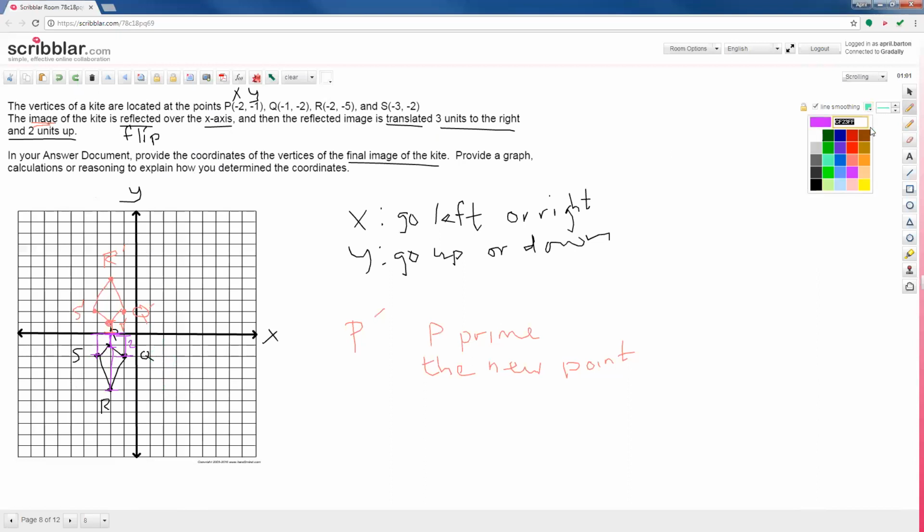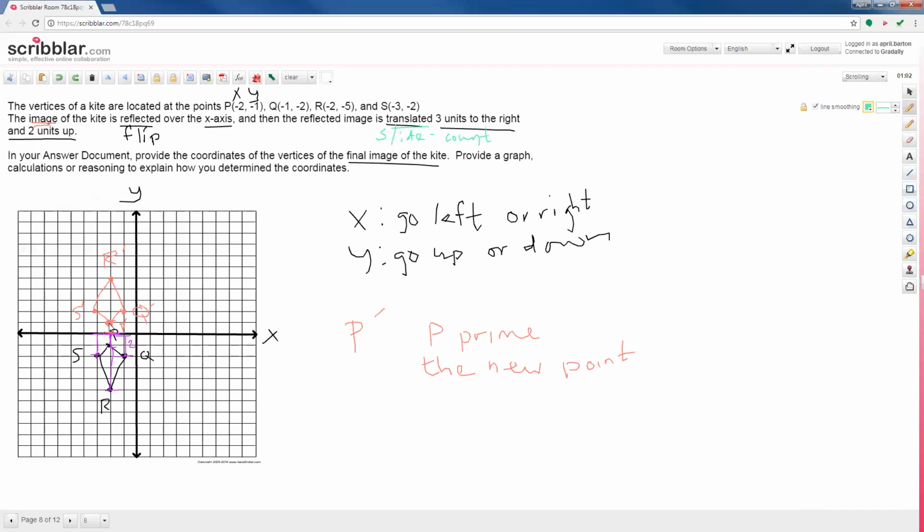The translation, it says the word translate, that's a fancy word for a slide. And basically all you do is count however many units they say. So they said specifically 3 units to the right and 2 units up. We're going to take each point and do that counting. Again, the point you start with is 0. You haven't made a movement.